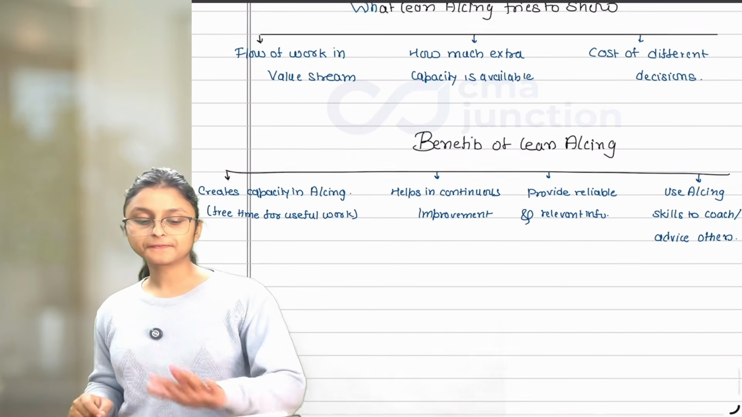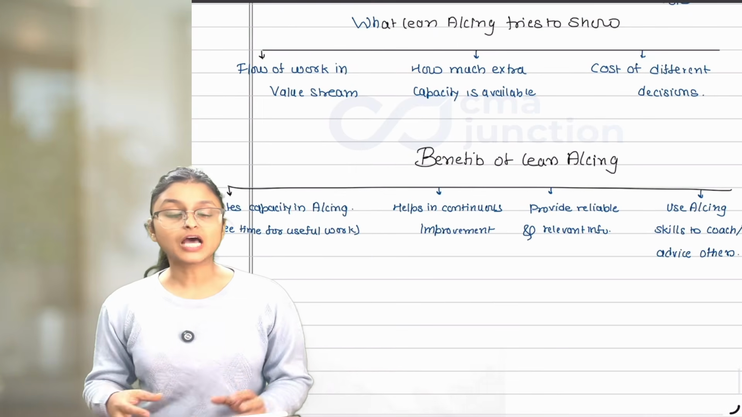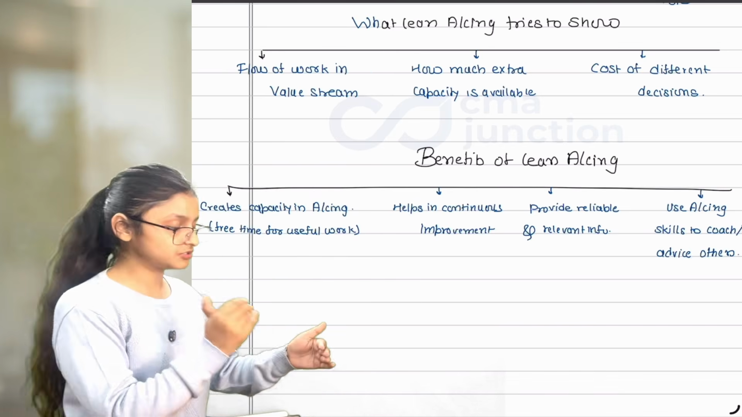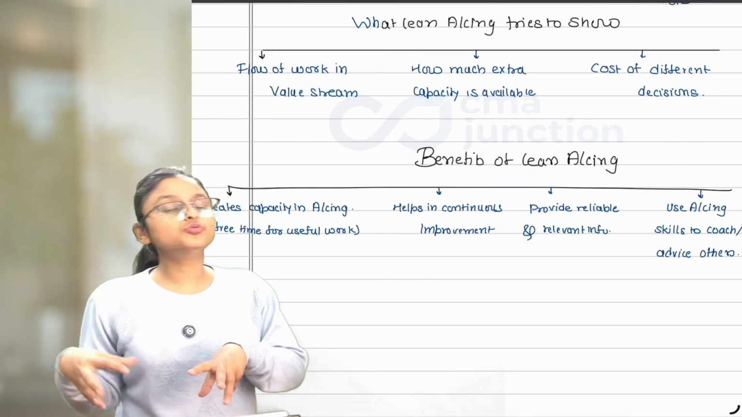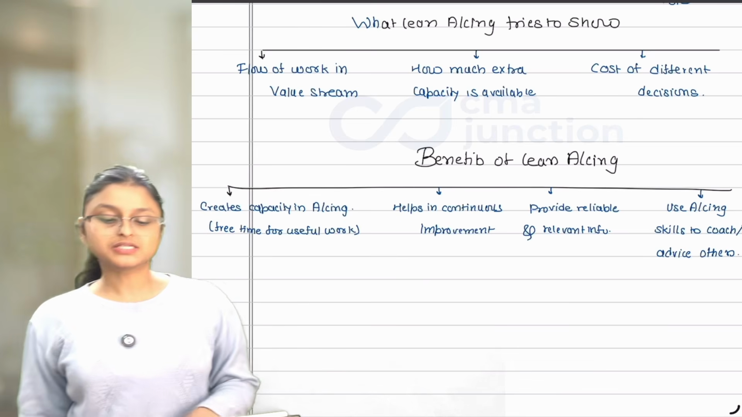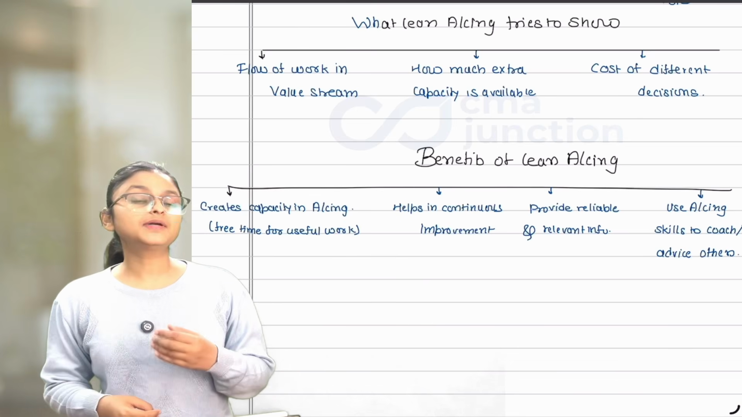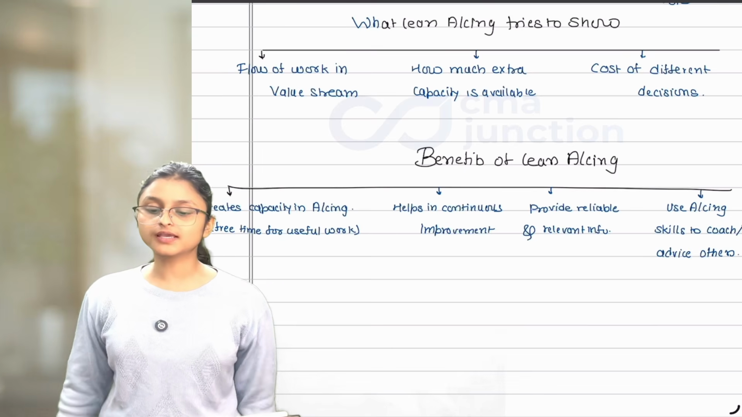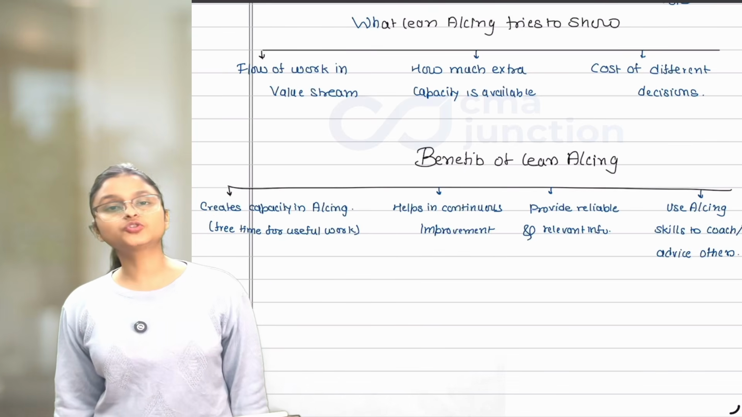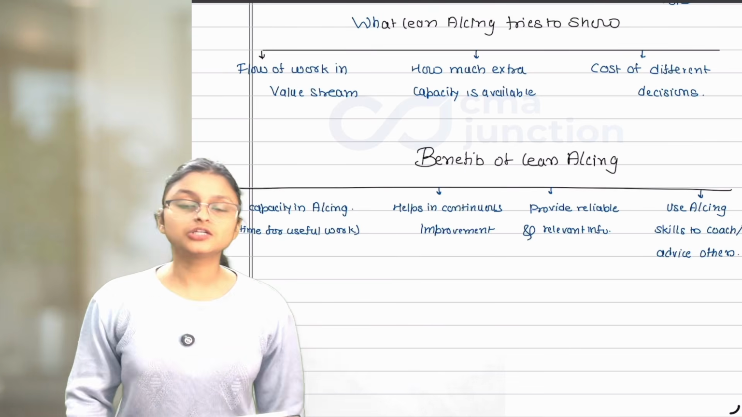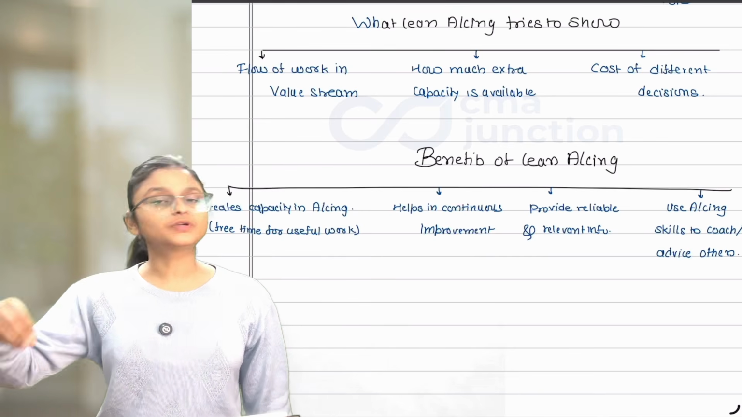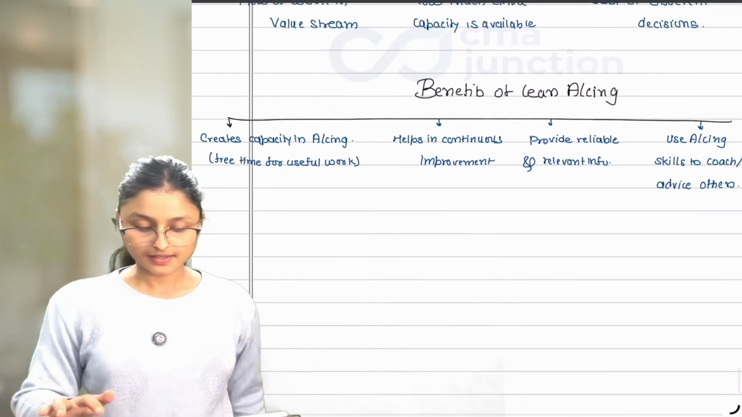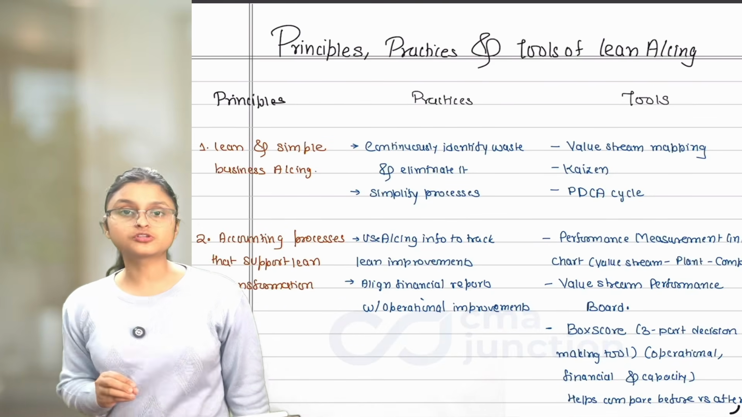Benefits of lean accounting: it creates capacity in accounting. Now our accountants are not fully utilized in doing data entry work. They are free, and this free time can be used for useful work. It helps in continuous improvement, provides reliable and relevant information for decision making, and uses accounting skills to coach or advise others. Whenever anyone needs advice, our accountants can provide it. Done. Next are the principles, practices, and tools of lean accounting.